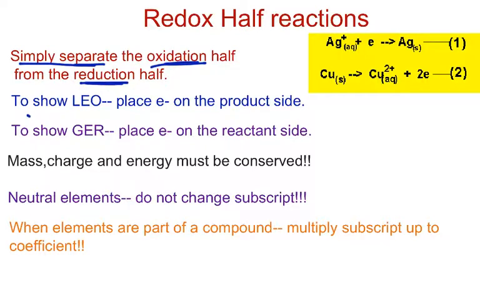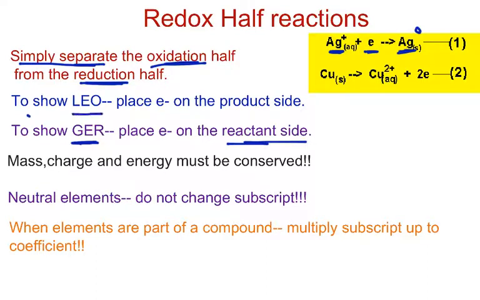Now, if you notice over here, Ag is going from Ag+ to Ag0, Ag by itself. So its number is going down. It's gaining electrons. To show gain of electrons, you put the electrons on the reactant side. So to do GER, you put the electrons on the reactant side.